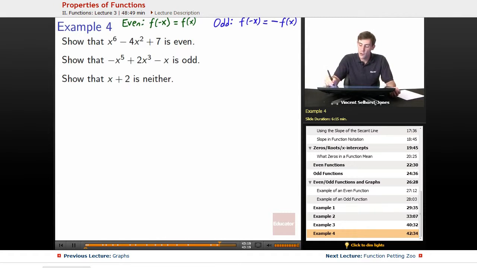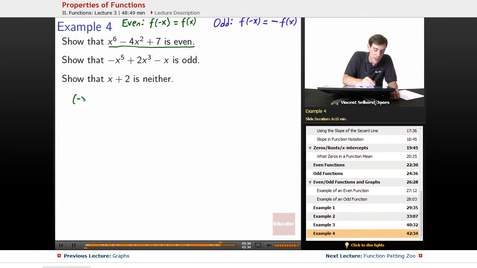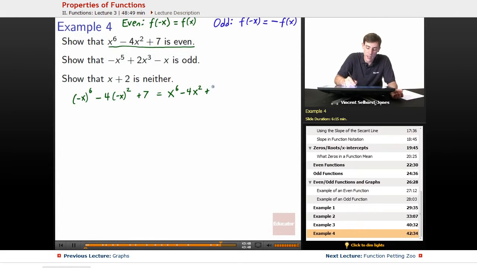All right, so first one, show that x to the 6th minus 4x squared plus 7 is even. So that was really seeing that expression as if it were a function. Let's show this by showing that if we plug in negative x, it's the same thing as if we plug in positive x. So on the left, we'll plug in negative x. So negative x gets plugged in, becomes negative x to the 6th minus 4 negative x squared plus 7 equals, if we plugged in just plain x, plain x to the 6th minus 4 plain x squared plus 7.